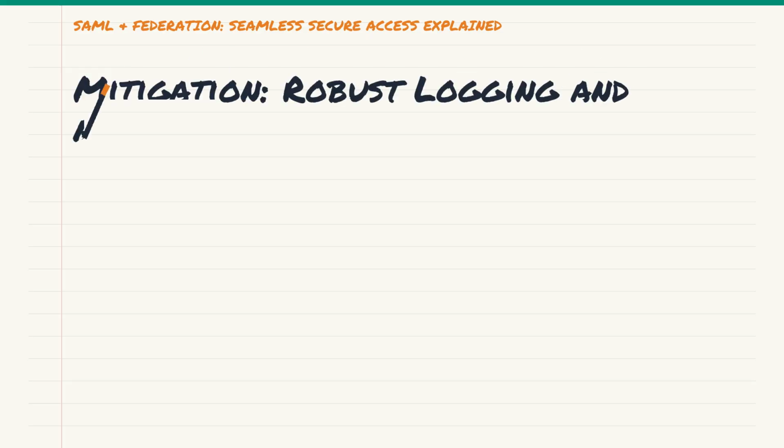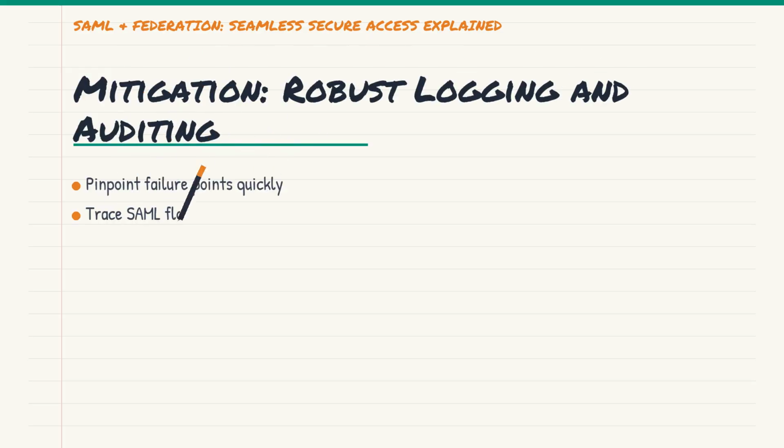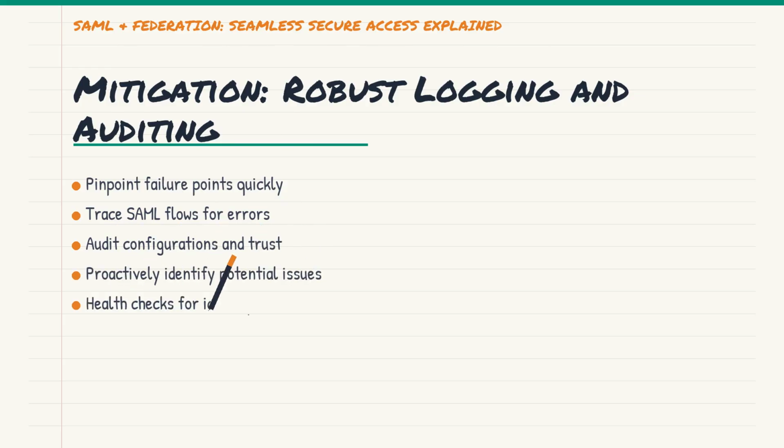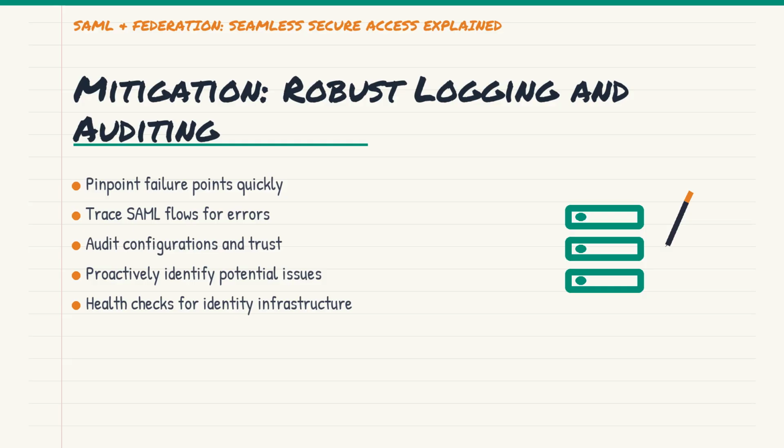As we touched on in detection, robust logging is your best friend for mitigation too. By having detailed logs, you can quickly pinpoint where a SAML flow failed. When an issue arises, you can examine the IDP logs, the SP logs, and any intermediary logs to trace the exact steps and identify the error. Regular audits of your federation configurations, trust relationships, and certificate life cycles will proactively identify potential problems before they cause outages. Think of it as regular health checks for your identity infrastructure.